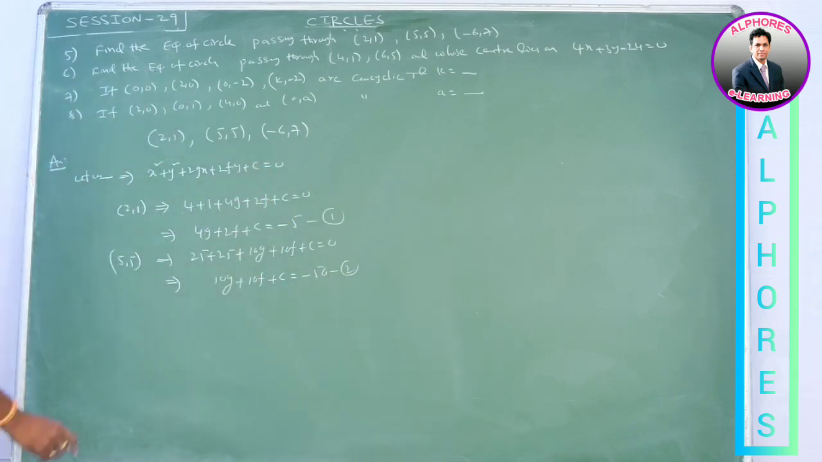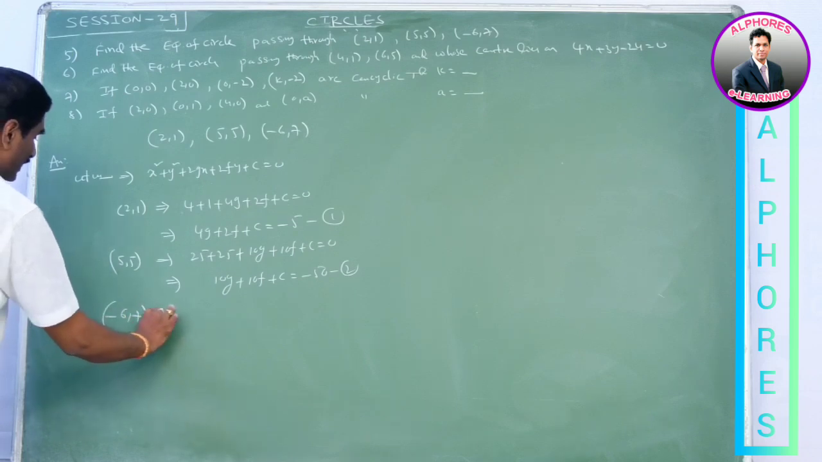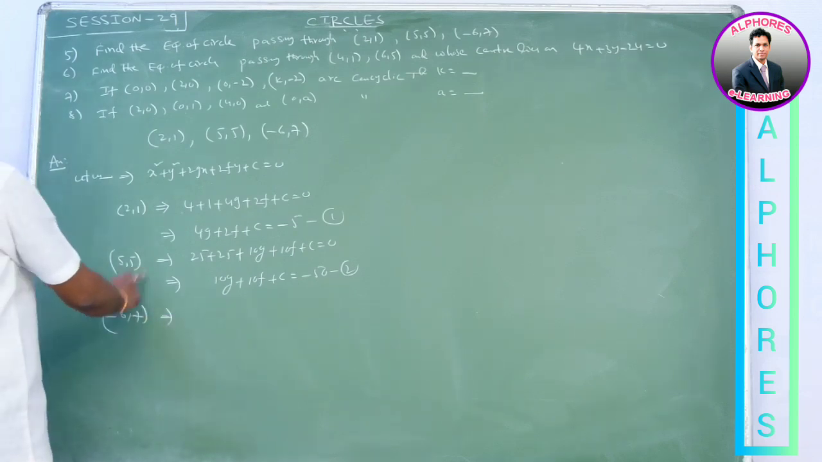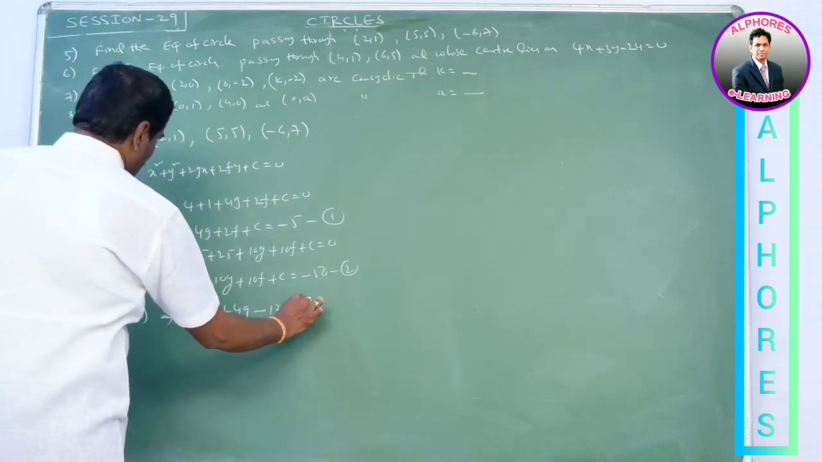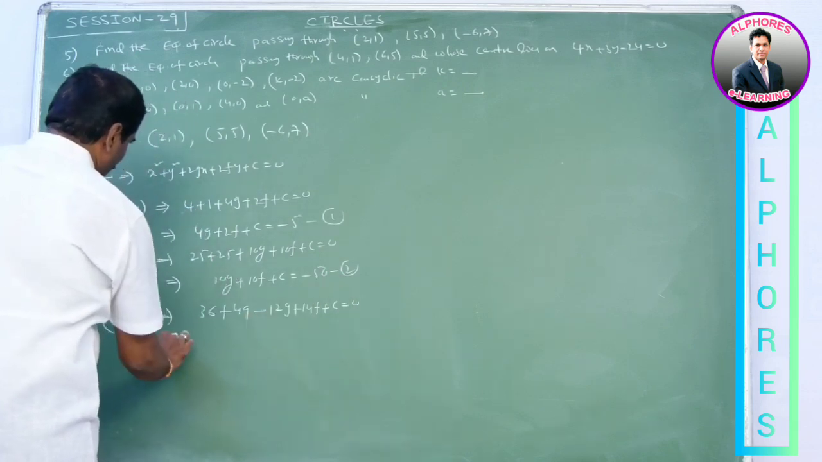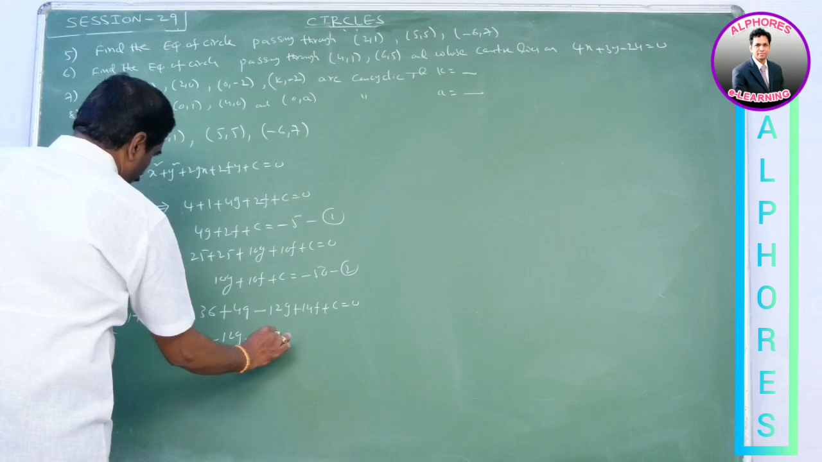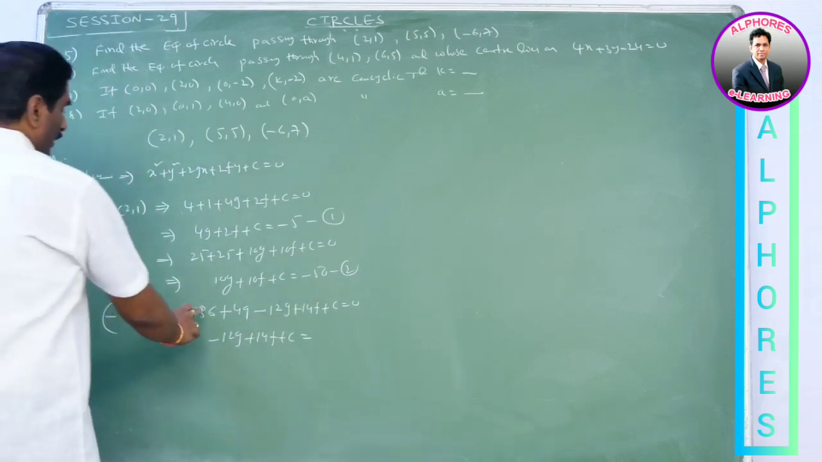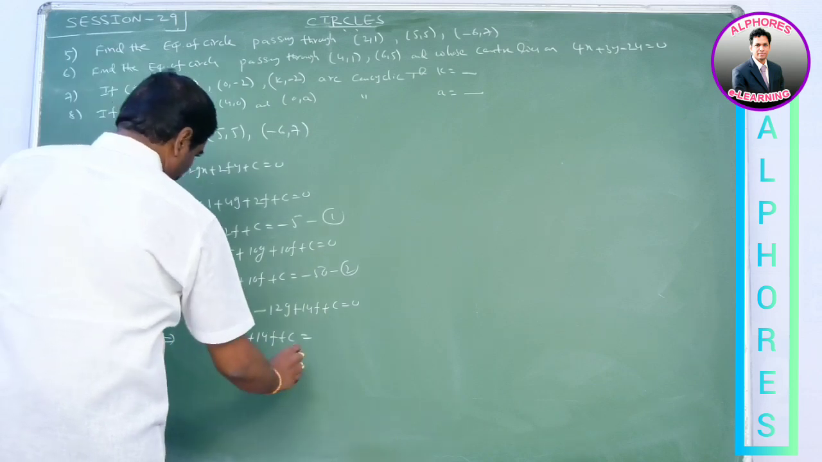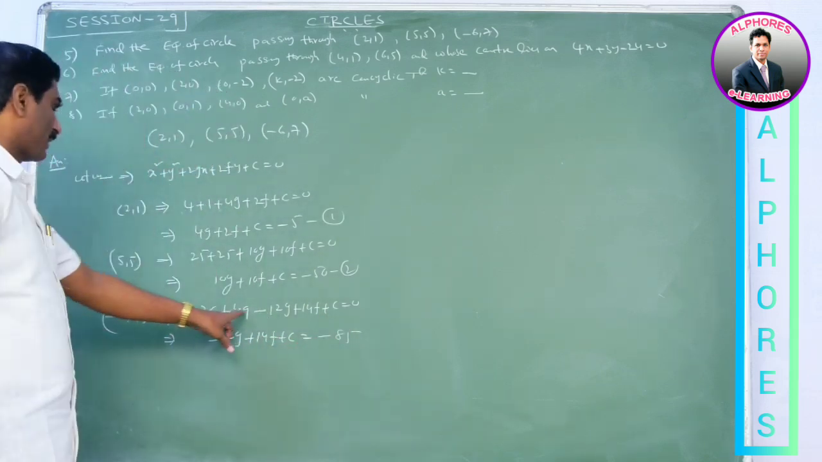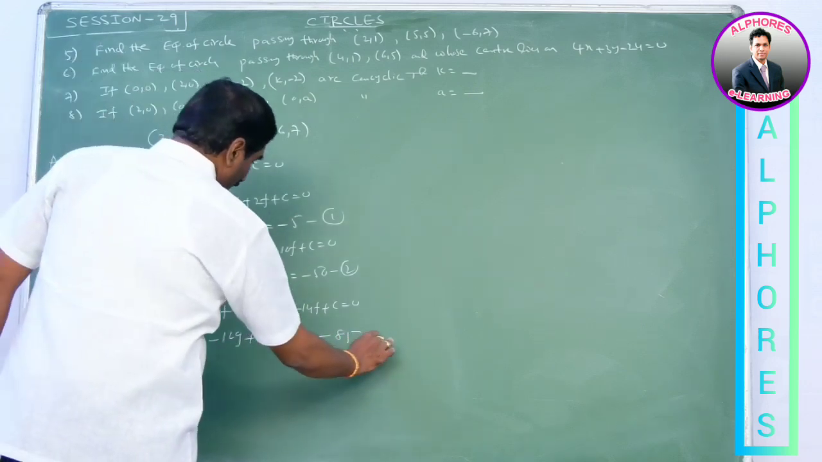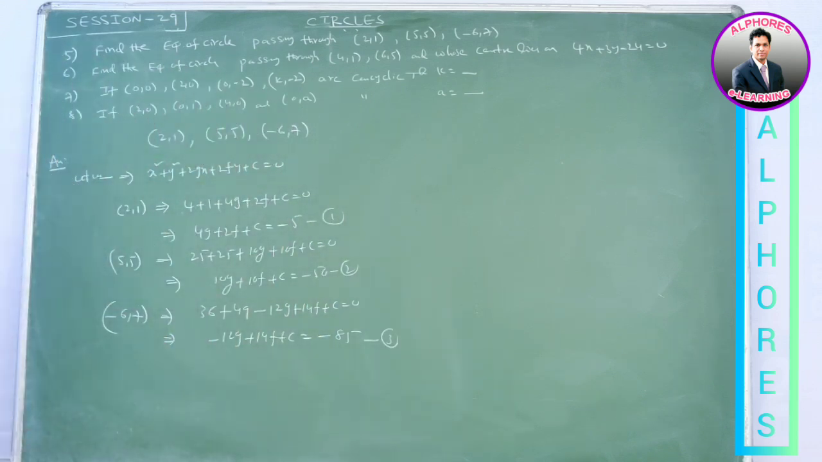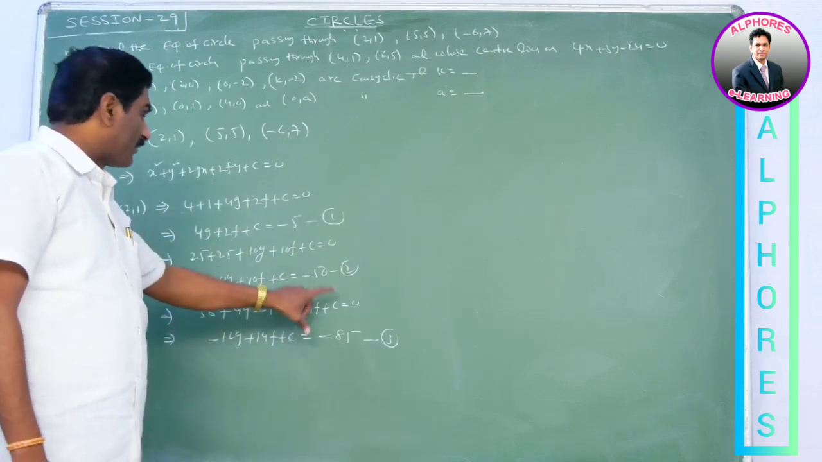Okay. Next, the point (minus 6, 7) also lies on the same circle. Substitute (minus 6, 7) in this equation. 36 plus 49 minus 12g plus 14f plus c is equal to 0. That means minus 12g plus 14f plus c is equal to minus 36 minus 49, that means minus 85. Moving to the RHS, it is minus 85. That means minus 12g plus 14f plus c is equal to minus 85. By solving these three equations, we get g, f, c.